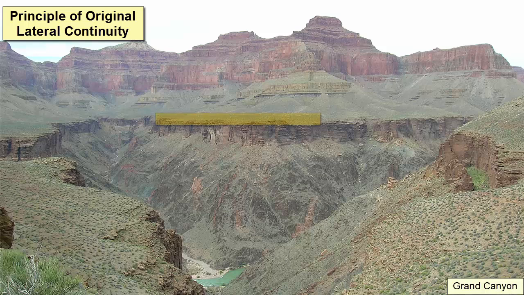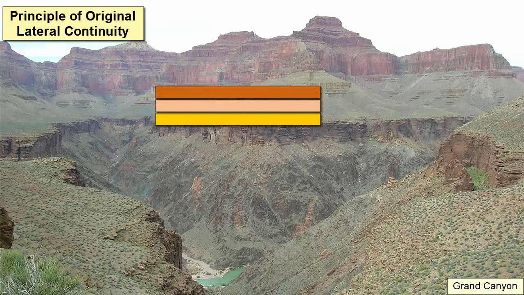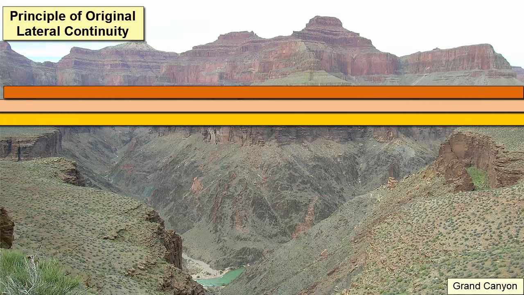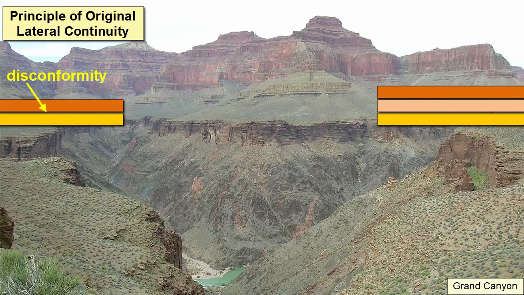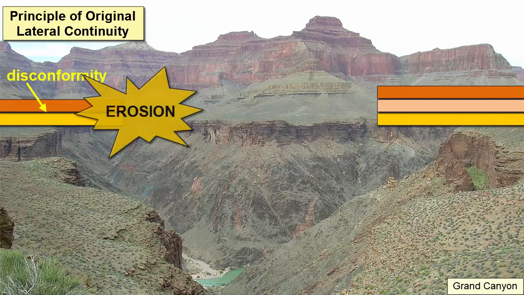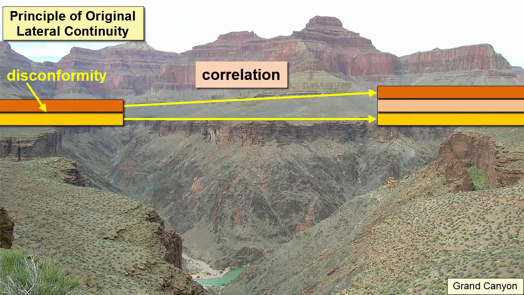The principle of original lateral continuity describes the tendency for lava flows and sedimentary beds to extend laterally in all directions until they thin to nothing or reach the edge of the depositional basin. In other words, they don't simply disappear. So if we have an unconformity in our local stratigraphy, and one or a number of rock layers have been eroded, we can look around to surrounding areas. If we can correlate the layers above and below the unconformity with those same layers elsewhere, we can use the intervening rocks in the surrounding area to fill in the gaps that might exist in our local story. We call that process correlation.